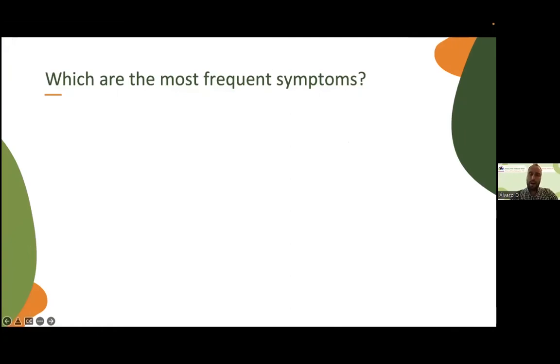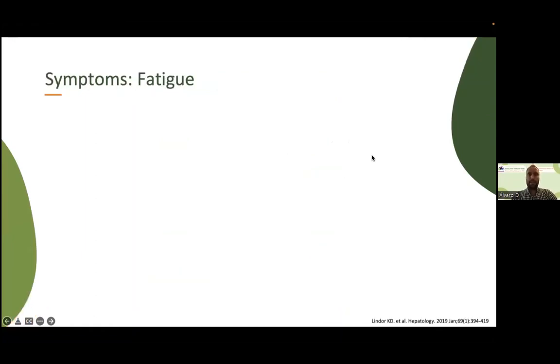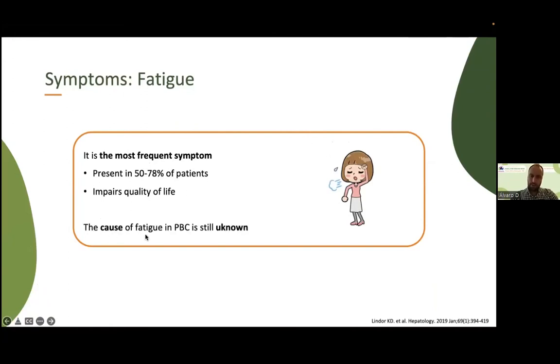So we know how to diagnose the disease, and the next question is, which are the most frequent symptoms of PBC? First, we have fatigue, pruritus, abdominal pain, and also sicca complex. Fatigue is the most frequent symptom and appears in up to 80% of patients, and it really impairs quality of life. The cause of this symptom in PBC is still unknown, but it's a relevant symptom related to the disease.